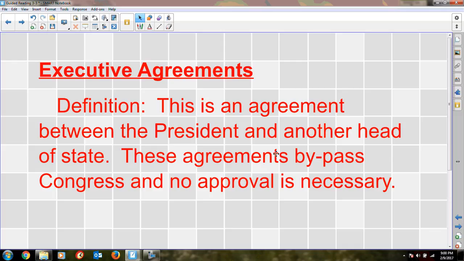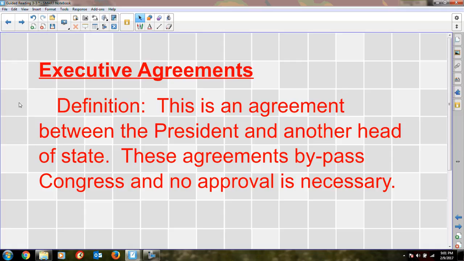Okay. The next one, I don't remember what number we're on, is the idea of executive agreements. An executive agreement is an agreement between the president and another head of state. So, for example, President Trump and the president of Mexico could come to an agreement about the wall. They both come to an agreement, and it's like a spit and a handshake. And in doing this, they bypass Congress.